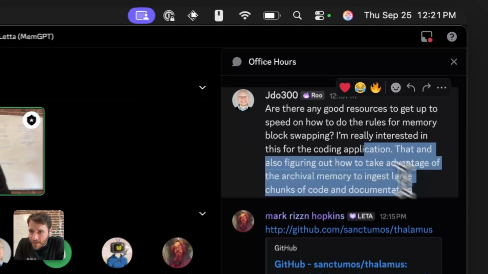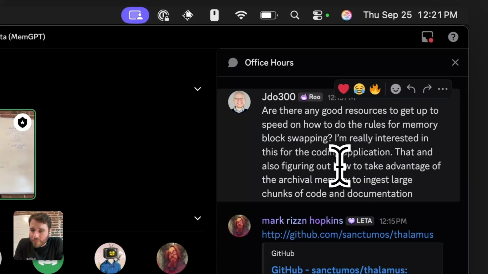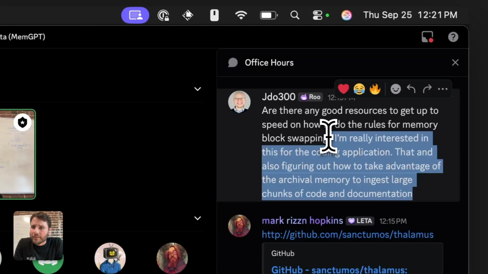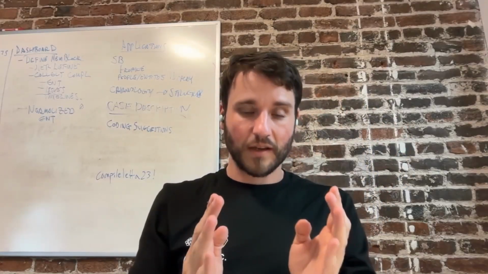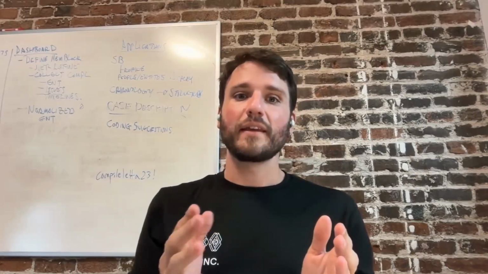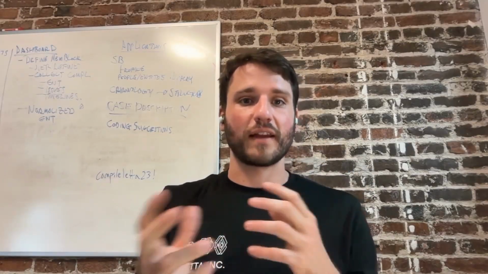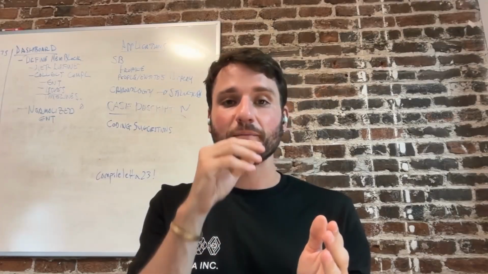Jason had a question about how to get up to speed on the rules for memory block swapping. For memory block swapping, it depends on whether you want to do that agentically, such as allowing your agent to have tools for dynamic memory management. If that is the case, it is very difficult to do because of the way our agent loop currently works. You pass an agent state into the tool call, and that is a pickled version of the agent, like a canned copy inside of the actual server.